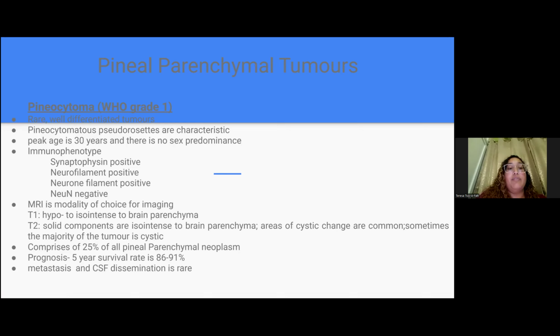Again, the imaging of choice is MRI for these tumors. The T1 weighted images show a hypo to iso intensity to the brain parenchyma. T2 shows solid components, which are iso-intense to brain parenchyma, and they could show areas of cystic changes, which is usually common, because sometimes the majority of these tumors are cystic. They comprise 25% of all pineal parenchymal neoplasms.